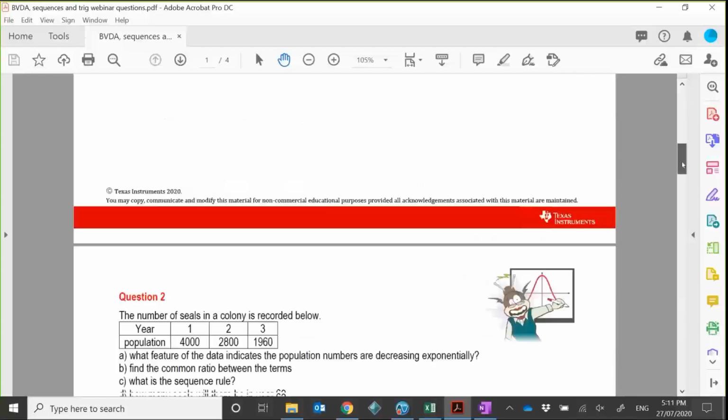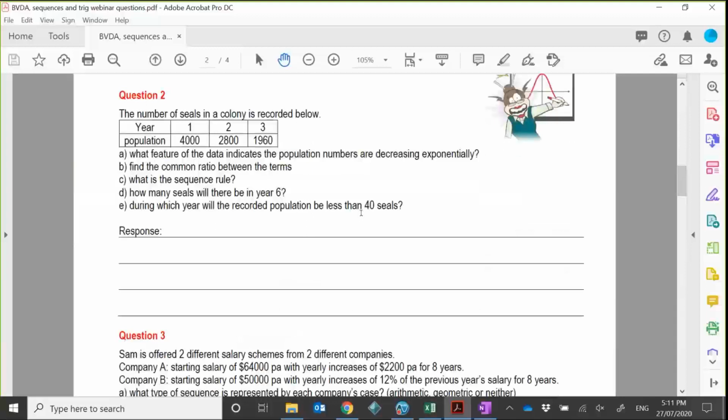Let's have a look at number 2. This is a geometric series style question. Let's have a look here. You've got the number of seals in a colony recorded in that table. So year 1, population, etc. What feature of the data indicates the population numbers are decreasing exponentially? Now it's telling you what's going on. It's telling you there's an exponential decrease, but you've got to say why.